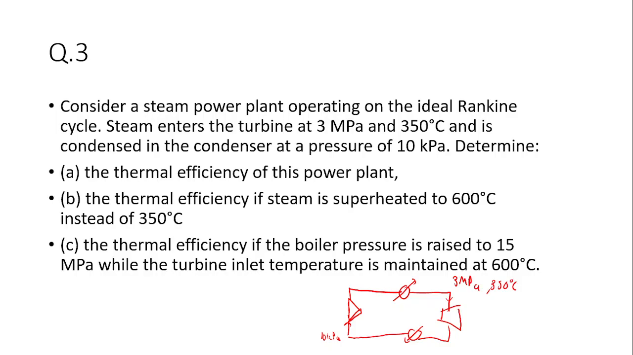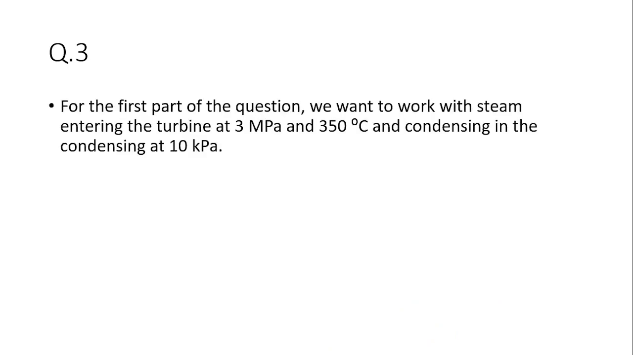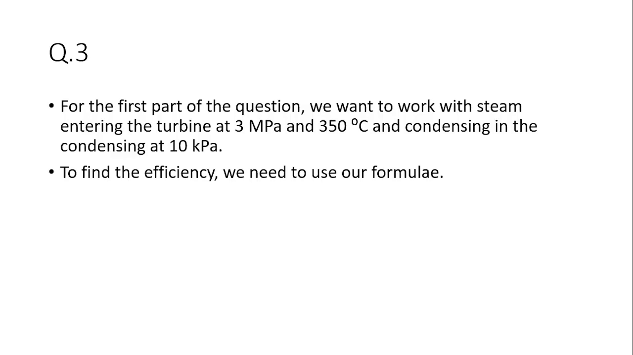So first we should find the efficiency for this cycle. Then we should find the efficiency if this is not 350 but 600 degrees Celsius. And then after that, instead of having this be 3 megapascal, we want it to be 15 megapascal. So basically, we are going to do the same calculation, but we are just changing temperature and pressure, reading from different parts of the steam table. For the first part of the question, we want to work with steam entering the turbine at 3 megapascal and 350 degrees Celsius, and it's condensing in the condenser at 10 kPa.